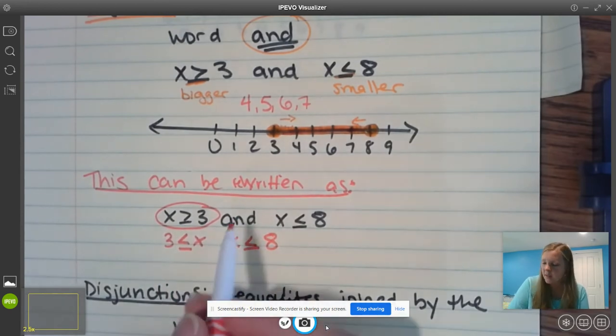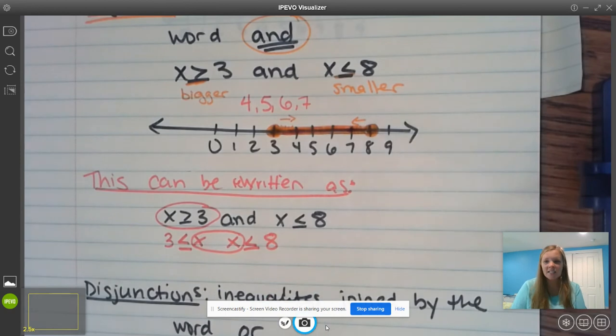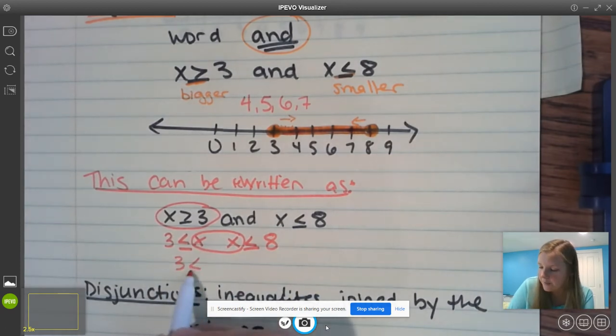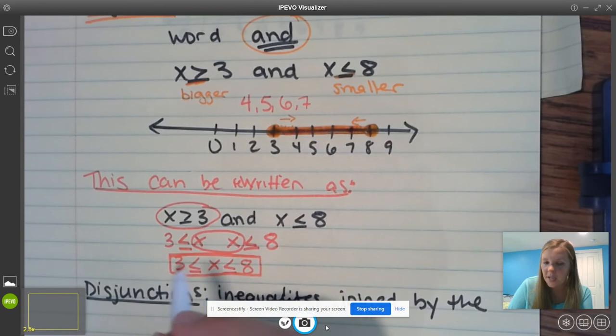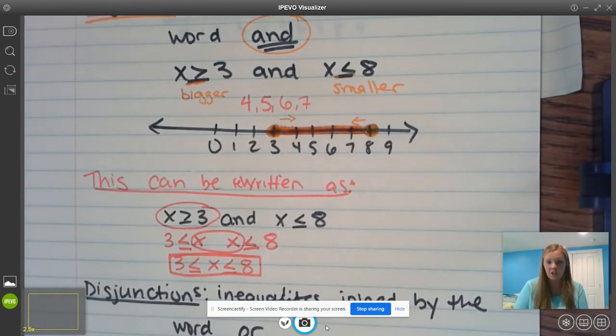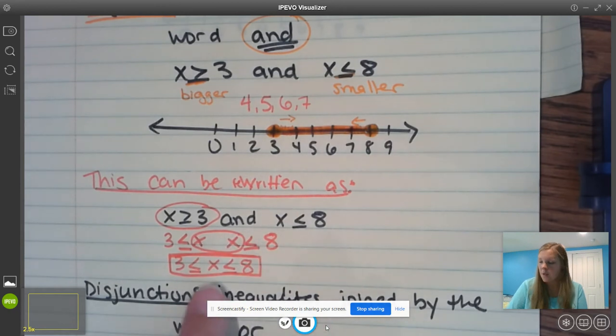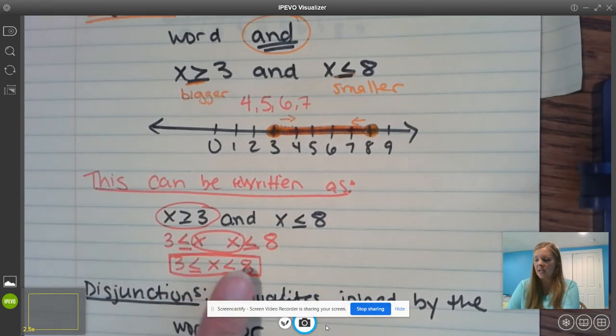You see how I have two x's in the middle? This is a shorthand way of writing it. I can write it with less steps. I'm going to put them together. Instead of having two x's, I can just write it like this: 3 is less than or equal to x, and that's less than or equal to 8. So this is another way of writing a conjunction, only when it's connected with the word and, because I can rewrite this first one and then my two x's are next to each other. And instead of writing 2, I can just write 1. I smushed it all together.